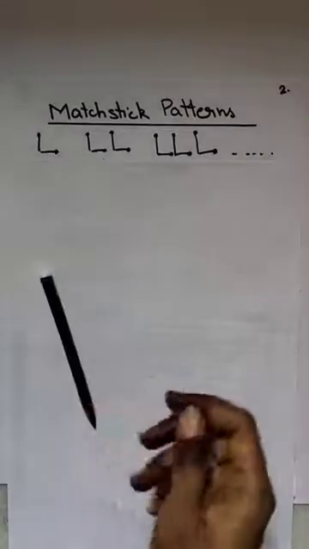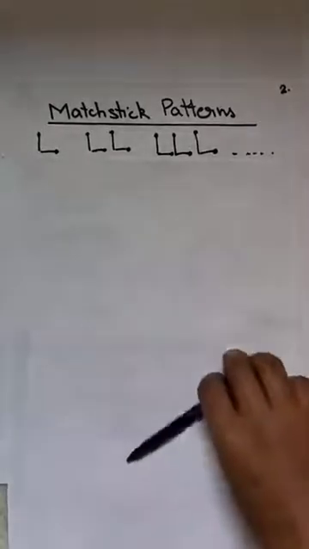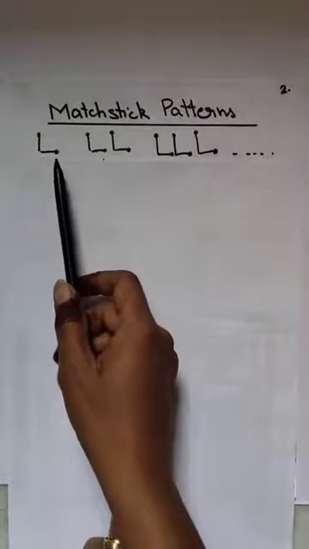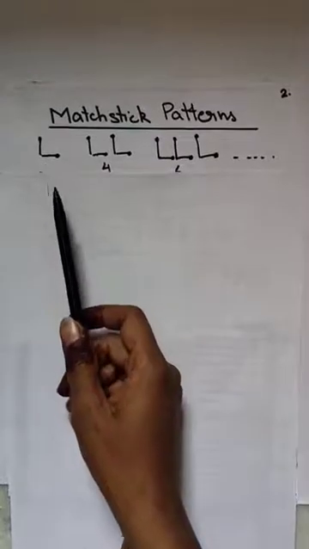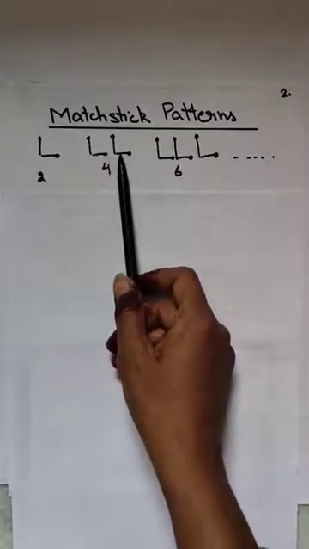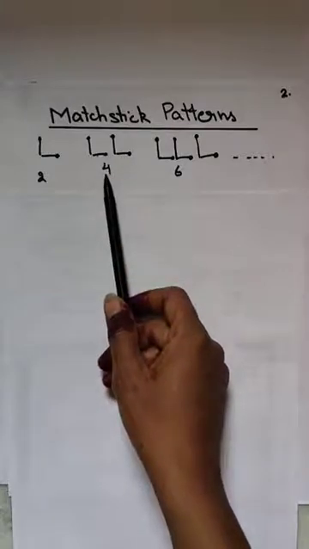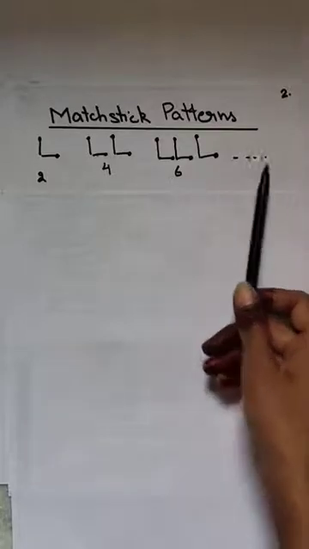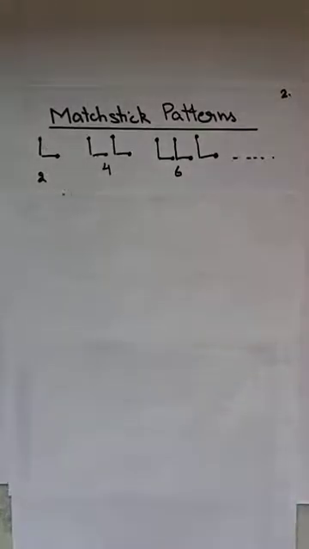After that we have done matchstick patterns. I am taking here the example of L. When we have made one L, one time L, how many matchsticks are used here? 2 matchsticks are used. When we have made 2 times L, then 4 matchsticks are used. For 3 times L, 6 matchsticks are used, and it will go on like this.